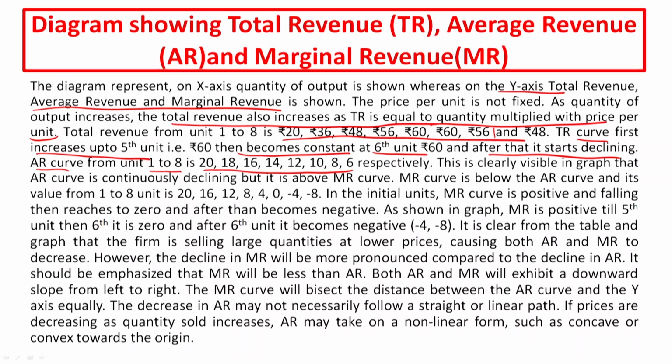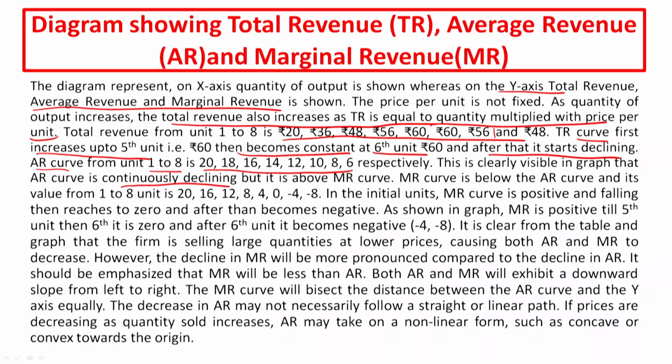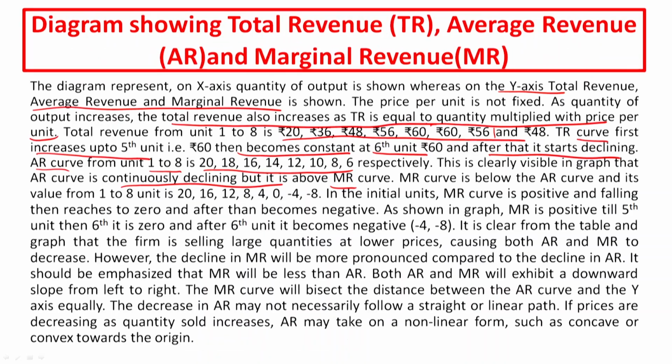This is clearly visible in the graph that the AR curve is continuously declining. It is on the negative trend. You are able to see here the AR curve is continuously declining here. The AR curve is continuously declining but is above the MR curve, as you are able to see here. AR is declining but it is always above the MR curve.